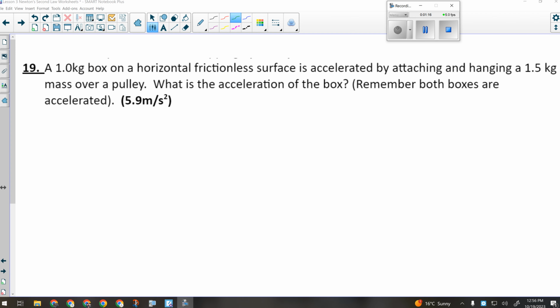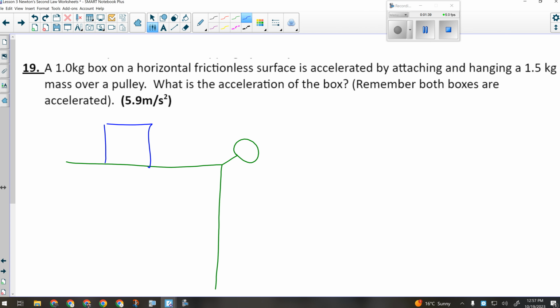So on 19, we have essentially the setup that we're going to use for our lab on Newton's second law. We're going to have a pulley attached to a cart that is on a horizontal frictionless surface, and a mass hanging over the pulley. So we have a box attached to a rope, strung over a pulley that is connected to yet another box. This is the 1.0 kilogram box, and this is the 1.5 kilogram box.